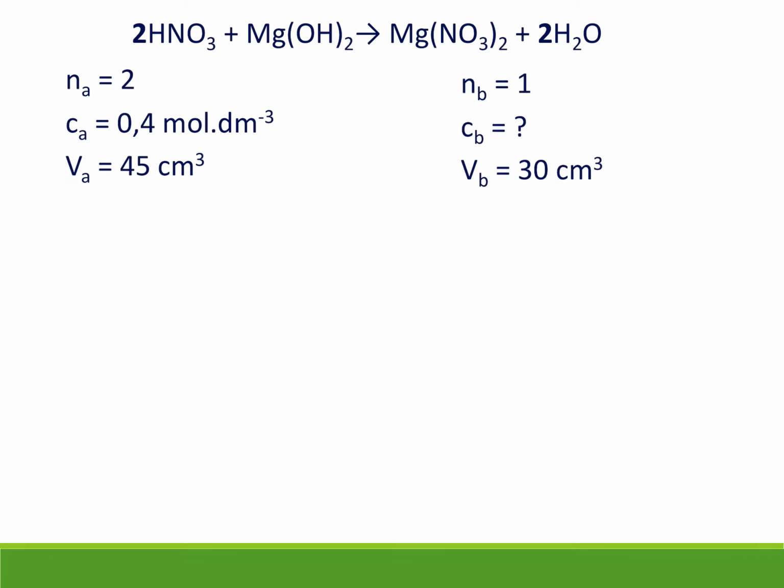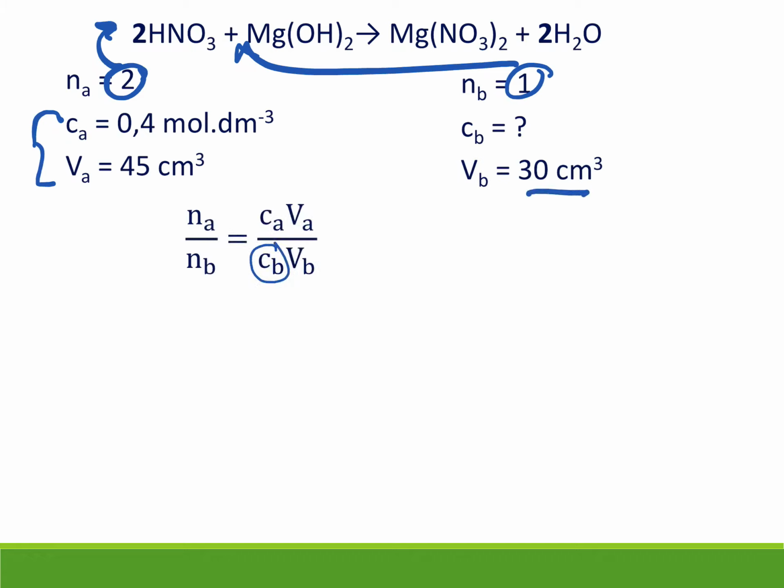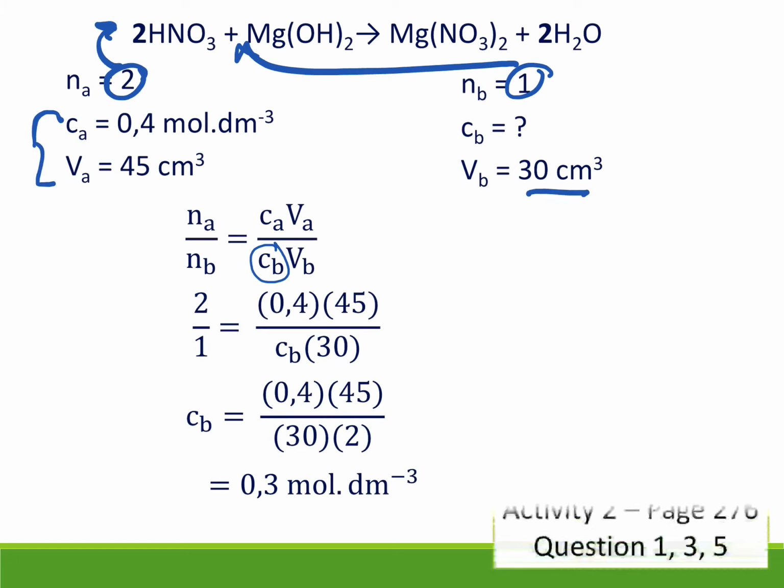Step 1, we balance the equation: 2HNO3 with 2 waters at the end. If I write down everything I know, these balancing numbers came from there and there. This was given to me, and I want Cb, so I want this one. Substitute in everything we know, and now we solve for Cb. Nice and easy. Please, you do need to do activity 2 on page 276, questions 1, 3, and 5.